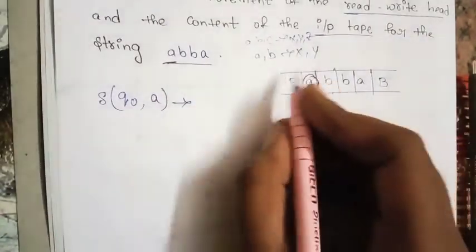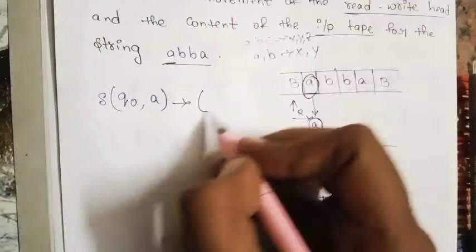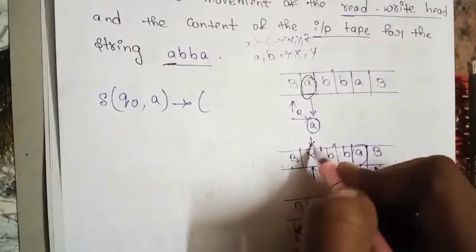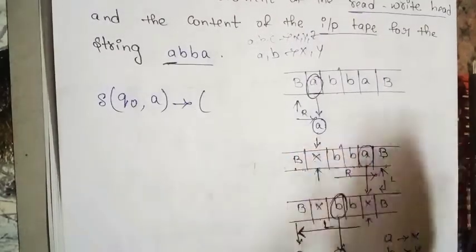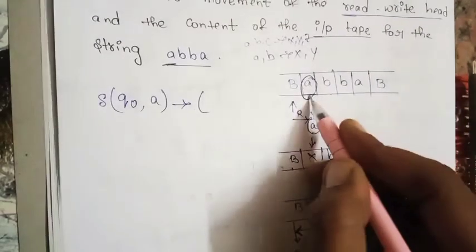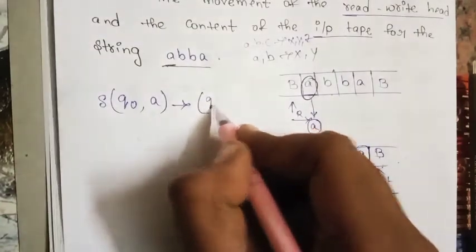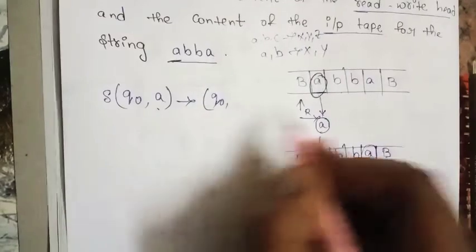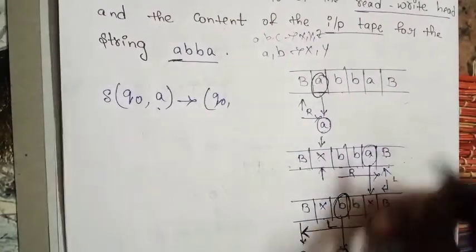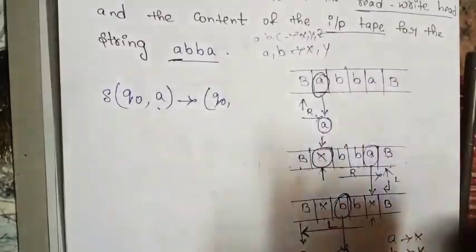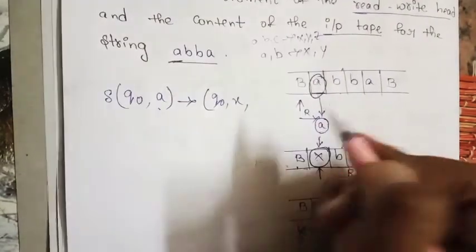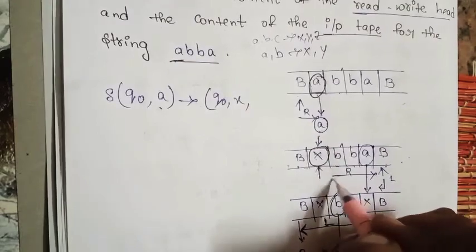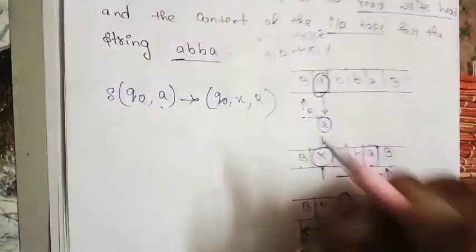See guys, as I told before, the state is q naught. Here we are just changing a. So we are not changing any state, just we are changing the input symbol a. Write the state as it is, and in place of a, we have written x. Just write the x here, and after x we just move to the right side. Just write r here.